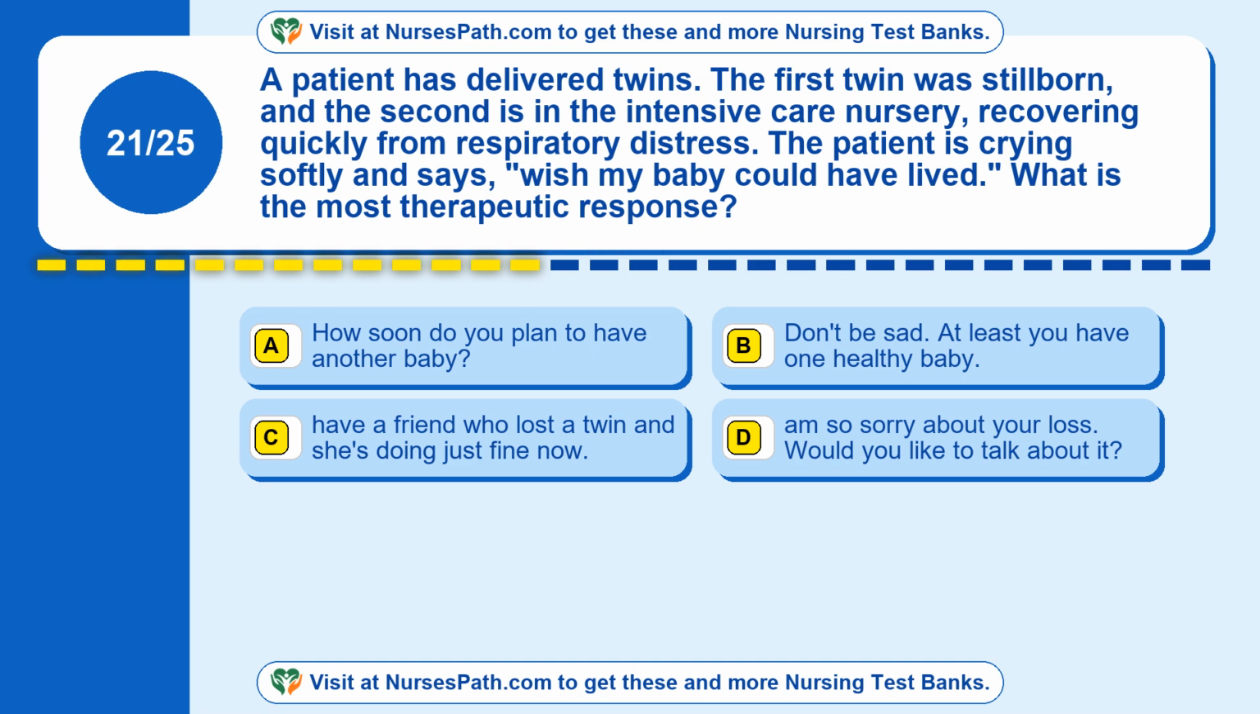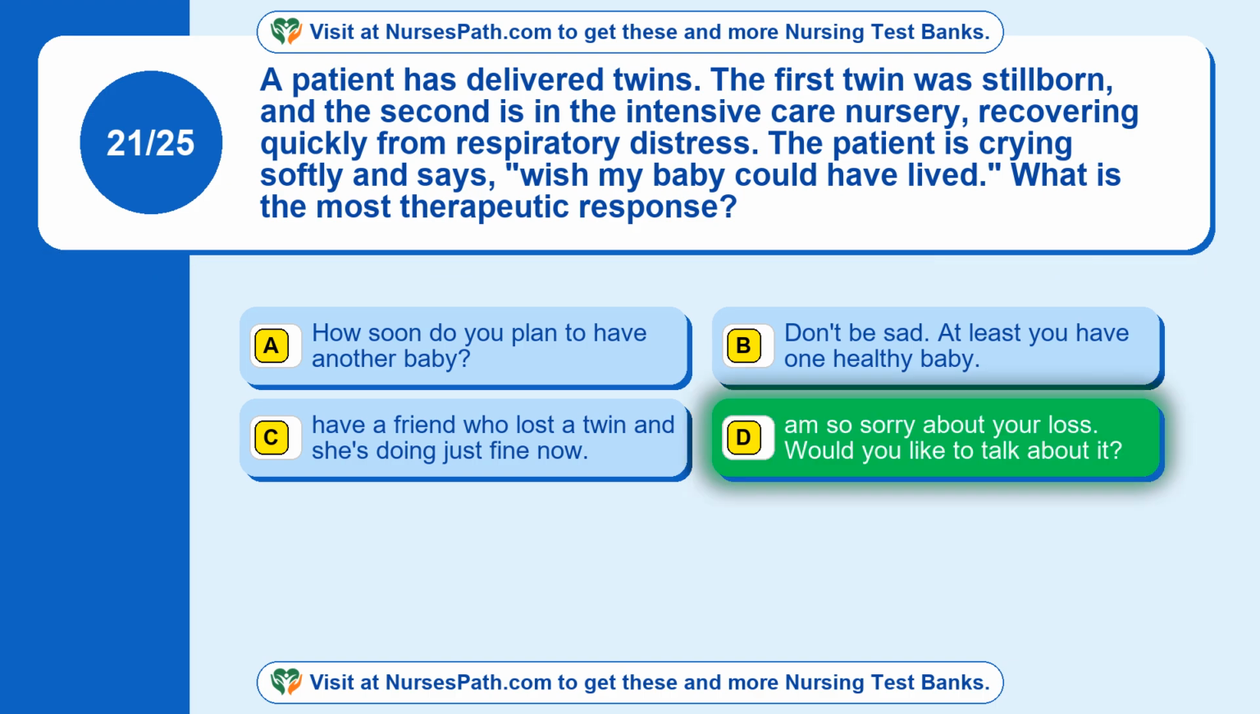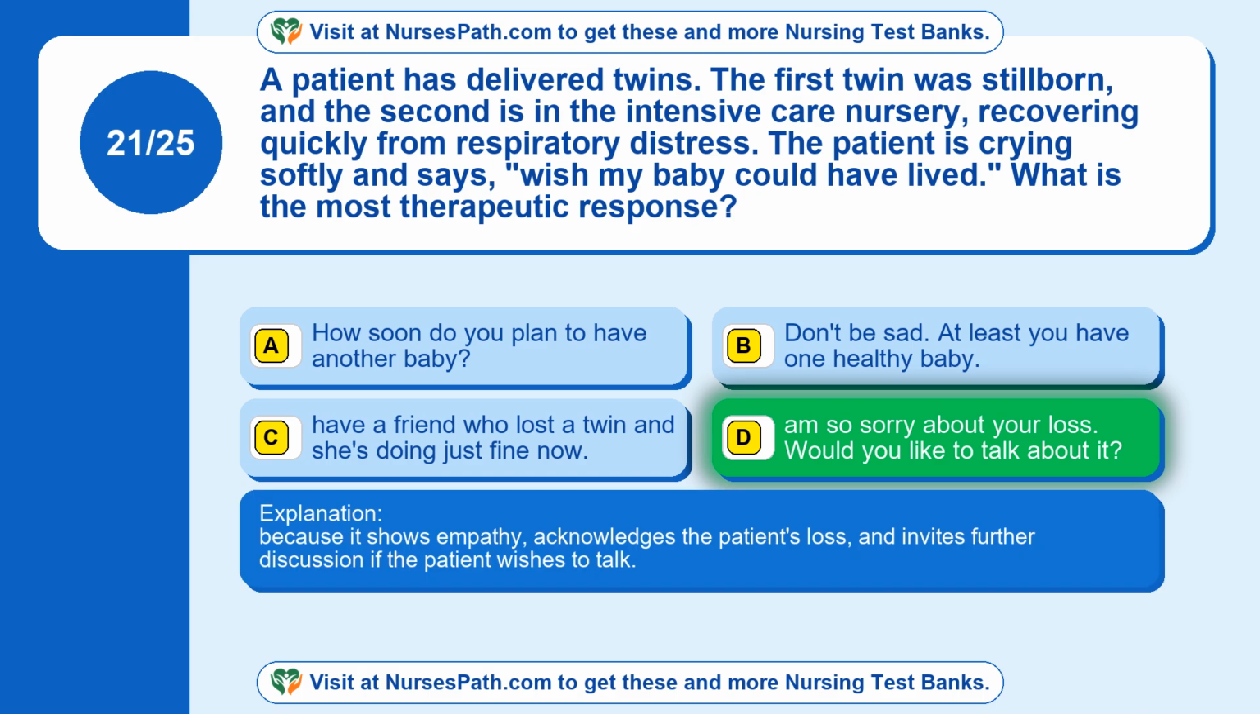Option A. How soon do you plan to have another baby? Option B. Don't be sad. At least you have one healthy baby. Option C. I have a friend who lost a twin and she's doing just fine now. Option D. I'm so sorry about your loss. Would you like to talk about it? The correct answer is option D. I'm so sorry about your loss. Would you like to talk about it? Because it shows empathy, acknowledges the patient's loss, and invites further discussion if the patient wishes to talk.